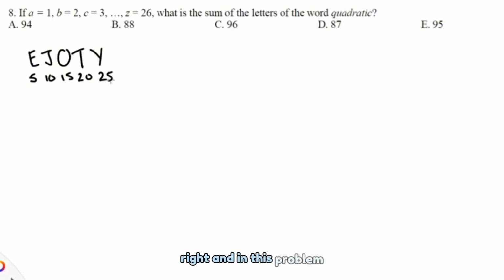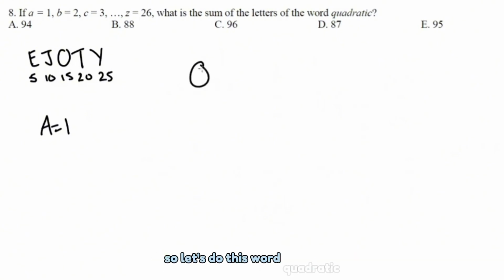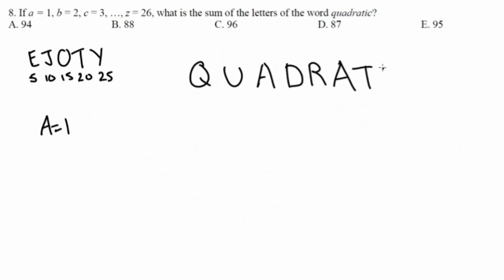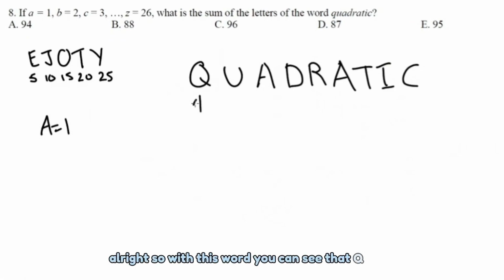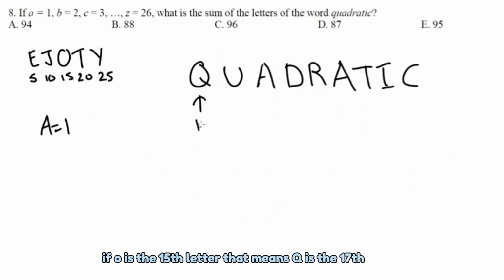And in this problem, each letter is given a value according to its position in the alphabet. So A equals 1. Now this helps us solve the problem by simplifying the process of counting the position of the letter. So let's do this word, quadratic. Alright, so with this word, we'll start off with Q. Q is nothing but 2 letters after O. If O is the 15th letter, that means Q is the 17th letter.